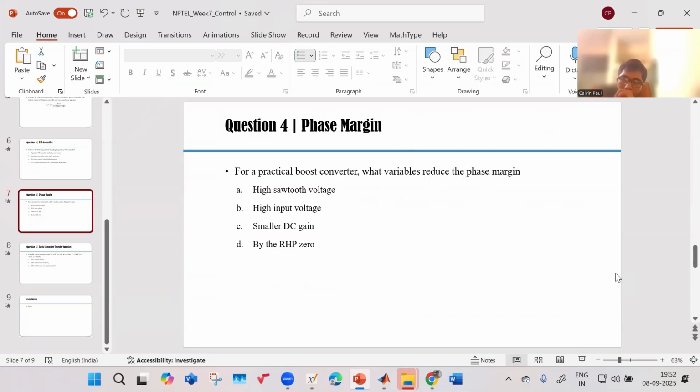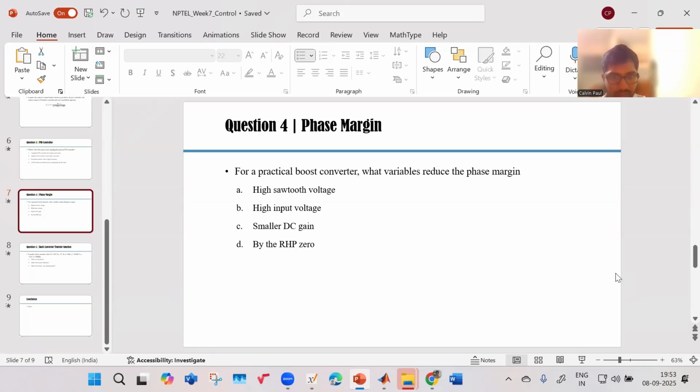So that fourth option, the RHP zero: what variables reduce the phase margin? Does it mean the RHP zero moves closer to the imaginary axis or moves far away from it? How I was looking at it is, the RHP zero is there, and it reduces the phase. It never increases the phase. If the RHP zero moves or changes, it will always add a negative contribution to the phase. So the RHP zero will always reduce your phase margin. So that option is correct.